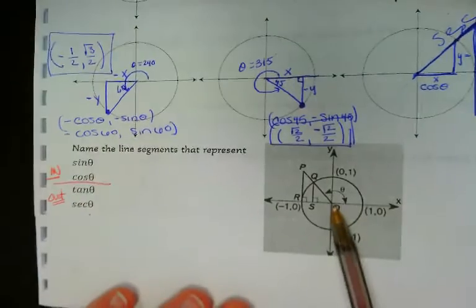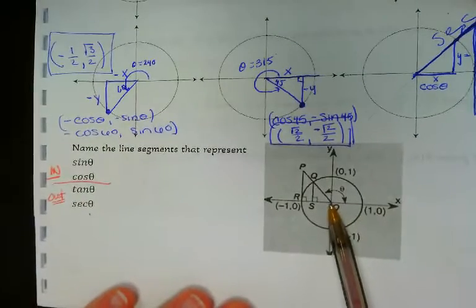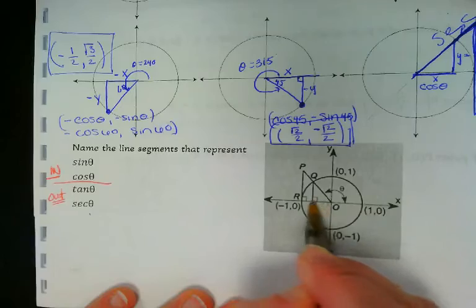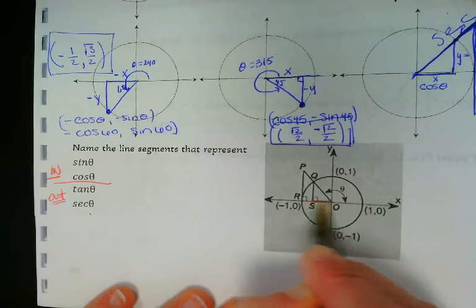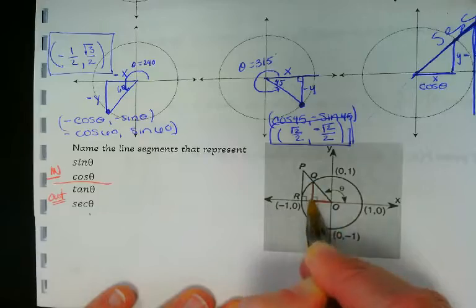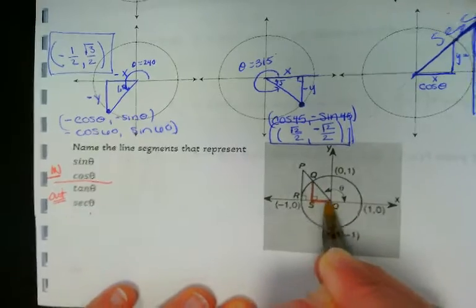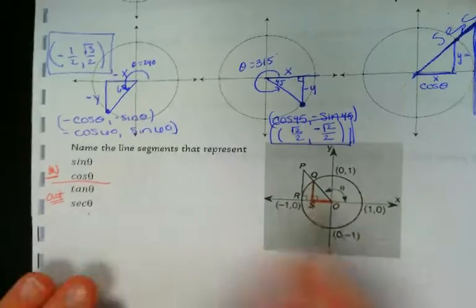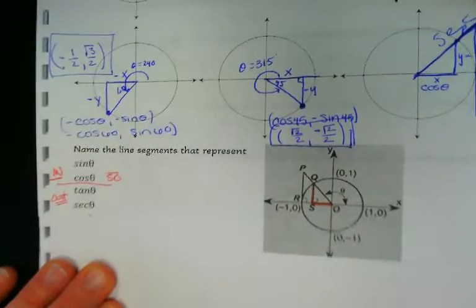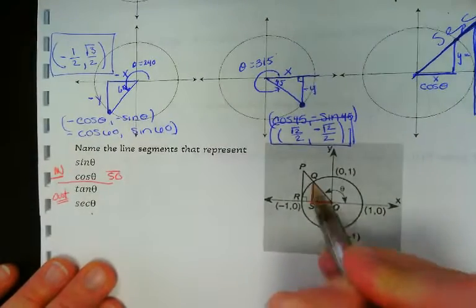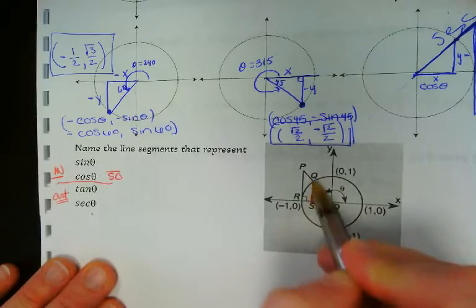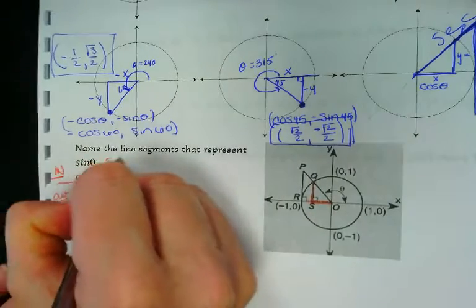Okay, who is my x distance? The x value, right? X is my cosine. So I'm going to highlight this. I go over here and up here to get to the point on the circle. So my x distance, or cosine, is my OS or SO. Just put a line over it for a line segment. My y distance to get to that point is my sine. So that's my SQ or QS.